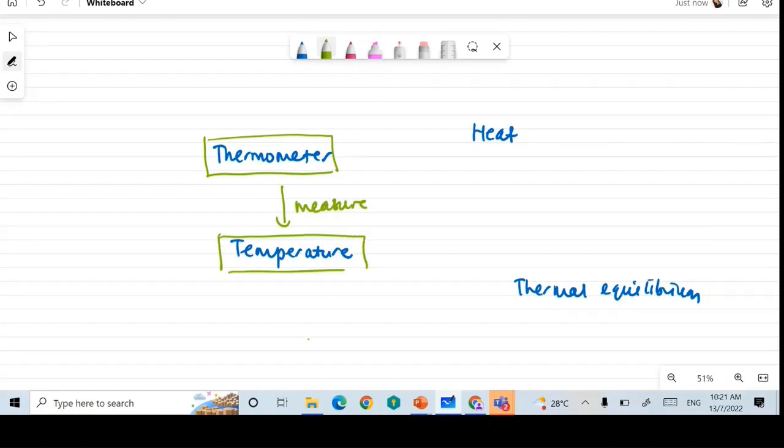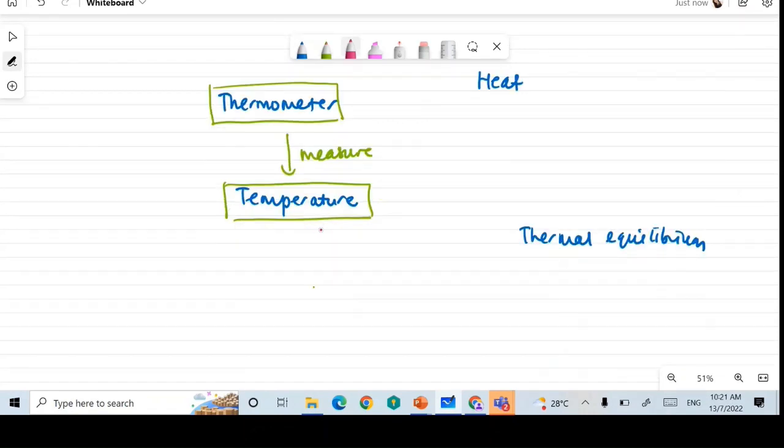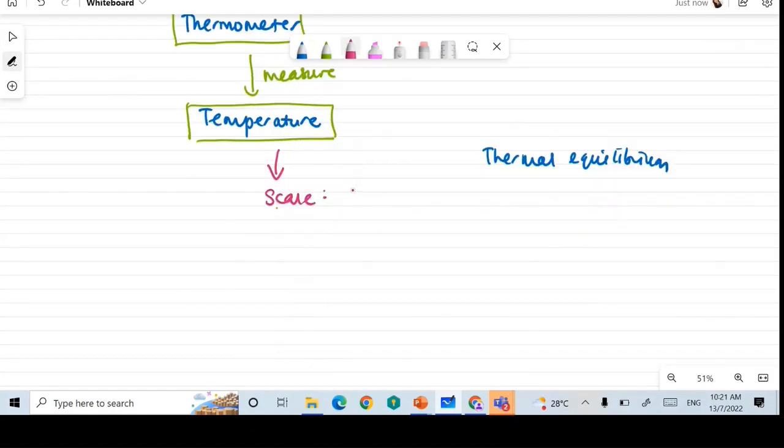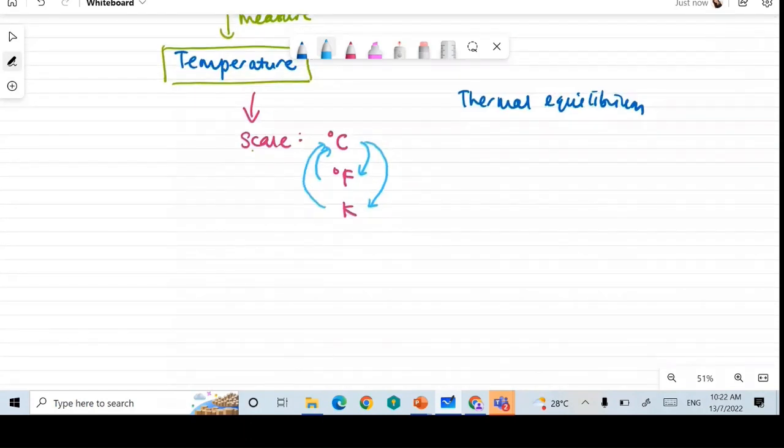And for temperature, there are 3 different scales that we have learned so far. One is degrees Celsius, followed by degrees Fahrenheit and Kelvin. We convert from degrees Celsius to degrees Fahrenheit, from degrees Celsius to Kelvin, and also from Kelvin to degrees Celsius. So how do we do this kind of conversion?